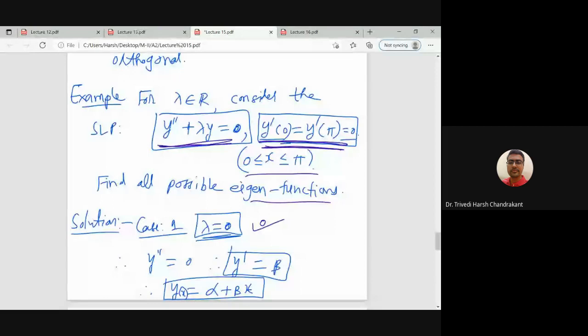So depending on what lambda is, we'll get the corresponding characteristic polynomial, we'll solve it, and we'll find the general solution. Among that, what are the solutions satisfying this condition? So the first case we have considered is lambda is 0.